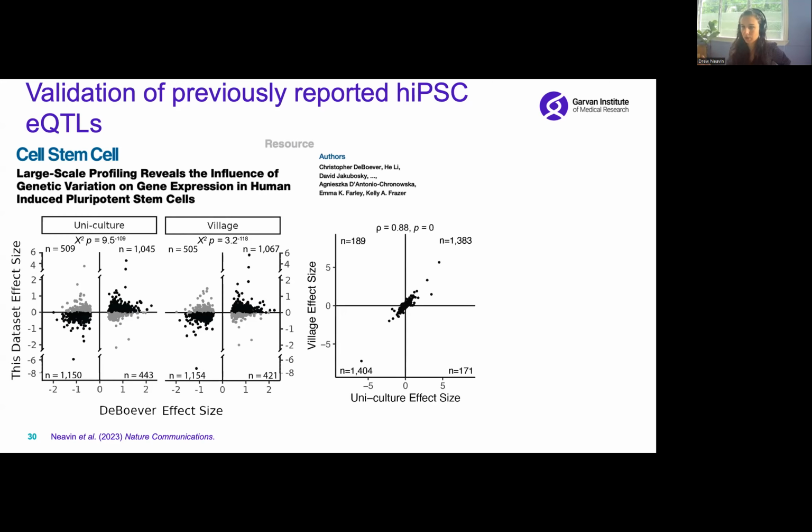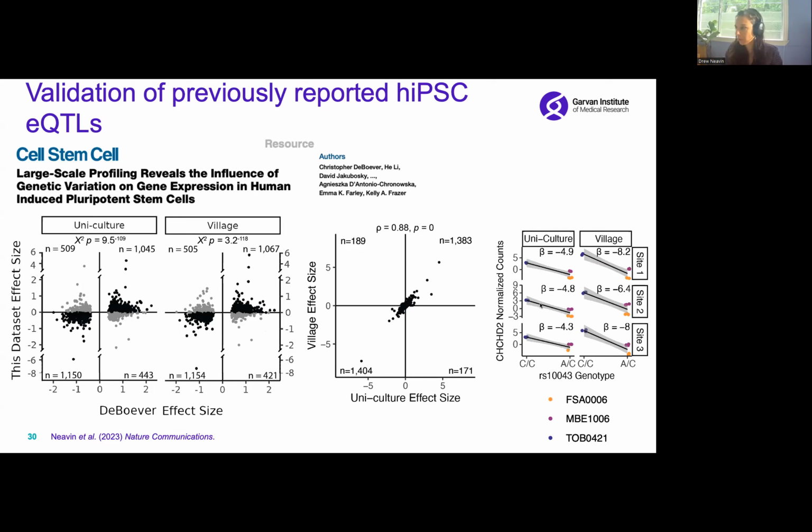And we next looked at the correlation of these effect sizes. So the effect size of the villages on the y-axis with the uniculture effect size on the x-axis for all of these eQTLs we tested, and we could see a strong correlation between them. And so this indicates to us that probably our inability to replicate some of these eQTLs is likely due to our just loss in power from having so few cell lines as opposed to the village effect. And so we're seeing that the village is performing very similarly to the uniculture lines.